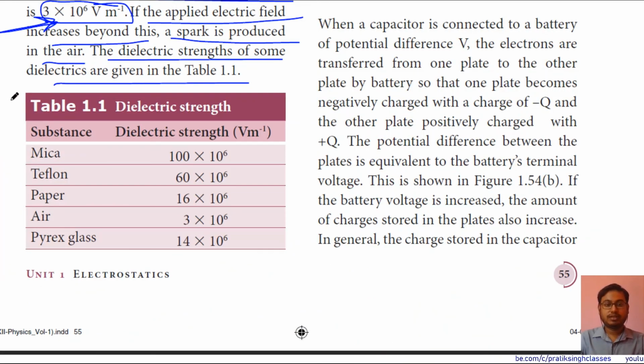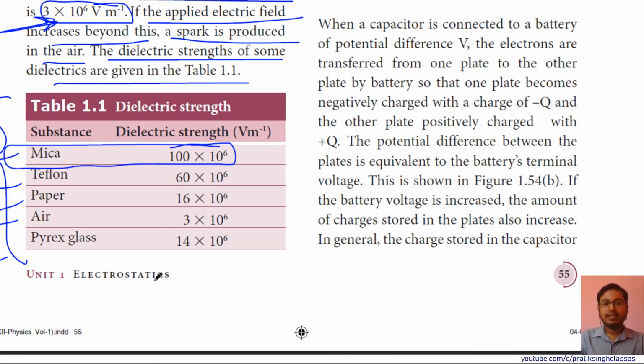You can see here the dielectric strengths of different materials are given, like mica, Teflon, paper, air, Pyrex glass. You can see that the dielectric strength of mica is very high. That means to convert mica into a conductor, we need a very high external electric field. So today we have seen two topics, and in the next topic we will see something more interesting.